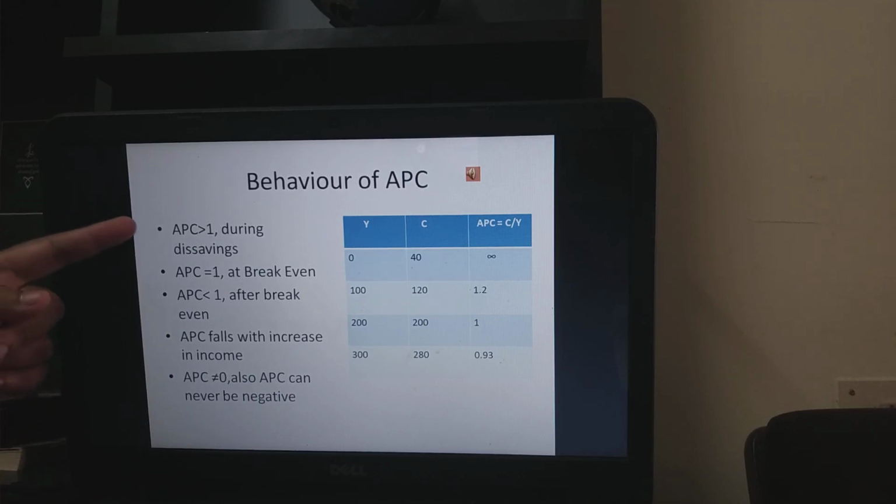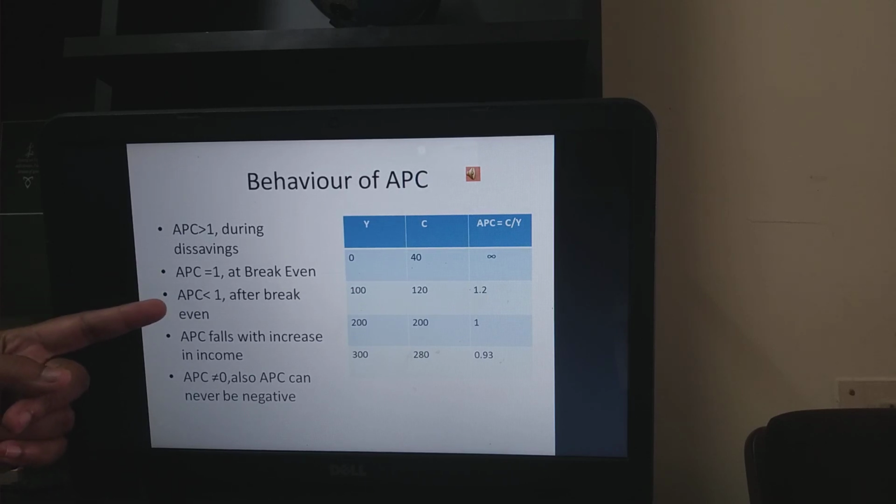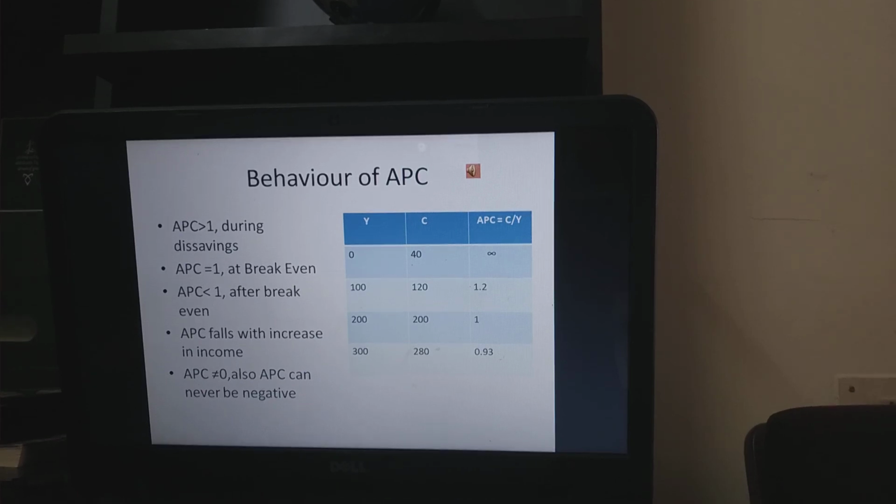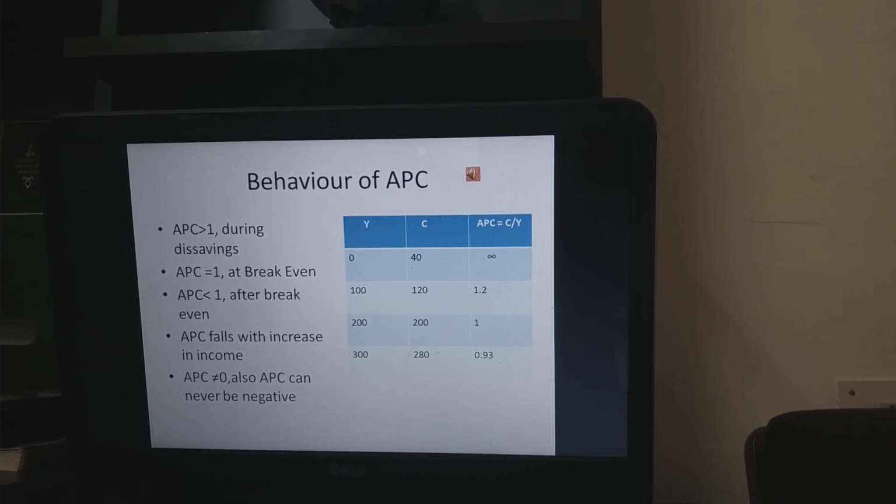APC can be more than 1 during dis-saving. APC is equal to 1 at break even. APC is less than 1 beyond break even. APC falls with the increase in income, but APC can never be 0. Also, APC can never be negative, right? So that is the average propensity to consume concept. In the next clipping, we will see the marginal propensity to consume.